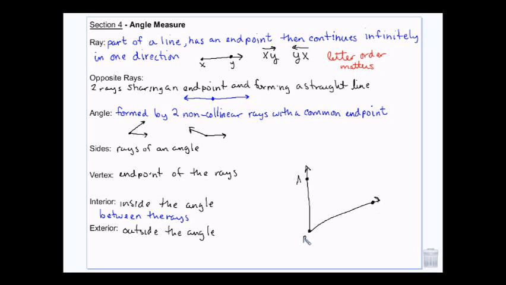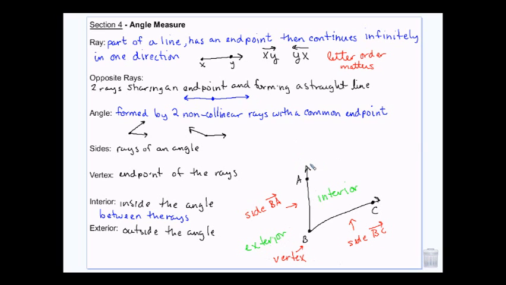Yeah. So if I do this angle, I have side BA, that's one ray. Then this is side BC. B is my vertex. Anything in this area is in the interior, and anything else is exterior.